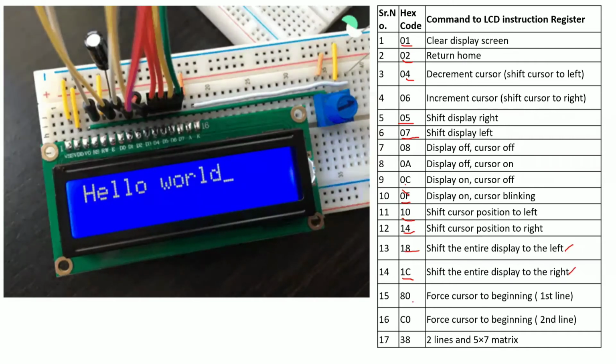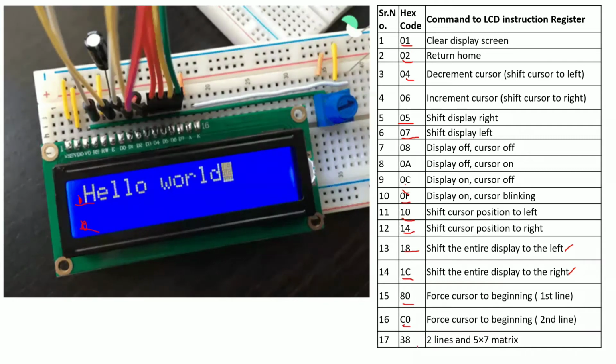Okay, next one is 80. 80 means force cursor to the beginning of the first line. Wherever the cursor is in any position, you are forcing that cursor to the first line. There are two rows: one is this row, another one is the next row. Whenever I write 80, immediately the cursor will come to this position. Now whenever I write C0, the cursor will come to this position, the starting of the second line. So whenever I write 80, the cursor will come to the first line of your LCD display, and whenever I write C0, the cursor will come onto the second line, the starting line of your display.